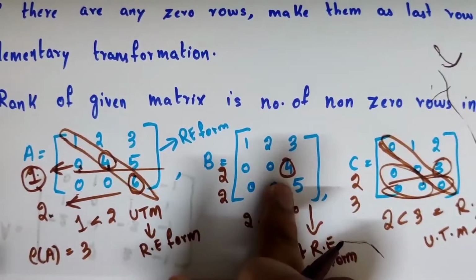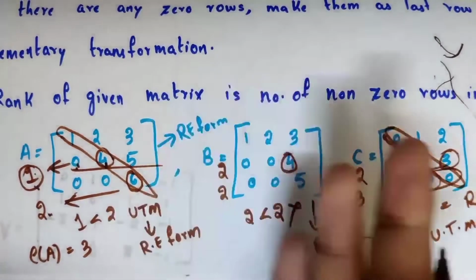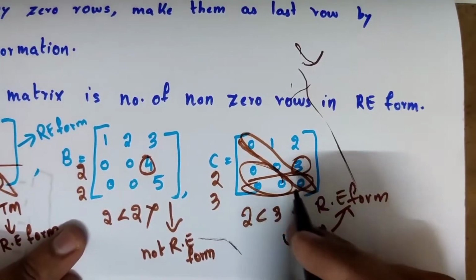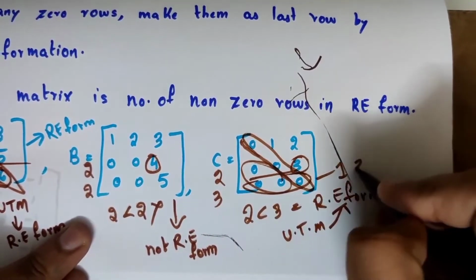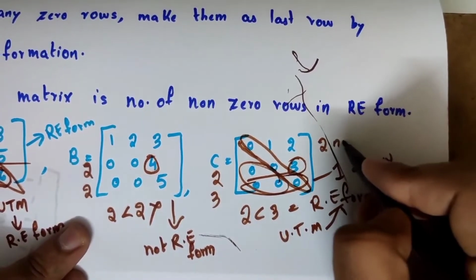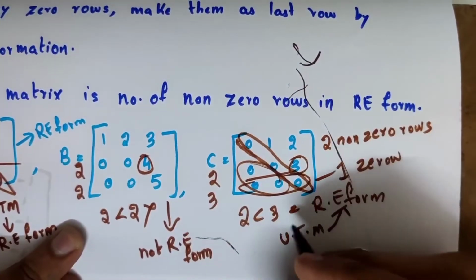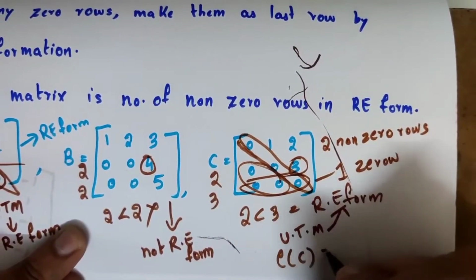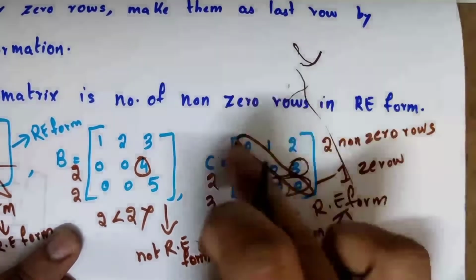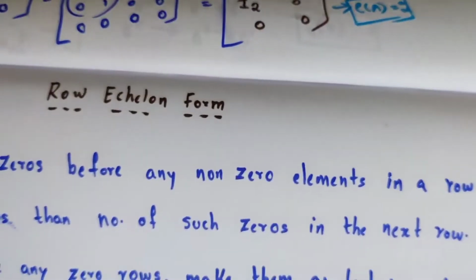When you consider this one, this is not even in row echelon form. You have to do it by using normal form, or you can do it by shortcut. Now here it is a row echelon form, but you have one zero row and 2 non-zero rows. So what is rank of C? Number of non-zero rows. How many non-zero rows do you have? 2. So rank of C is 2. So this is our row echelon form, and how to find the rank using row echelon form.